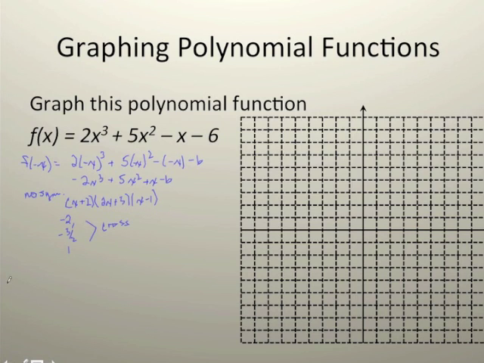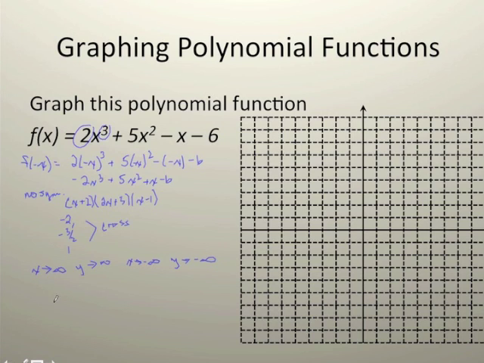As x goes to infinity, this is an odd degree with a positive leading coefficient. As x goes to infinity, y will go to infinity. And as x goes to negative infinity, y will go to negative infinity.